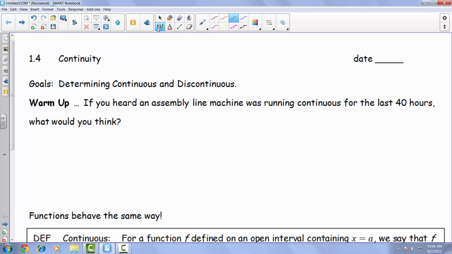Hey guys, looking at the warm-up from our 1.4 set of notes. We're asked if you heard an assembly line machine was running continuous, keyword there, continuous, for the last 40 hours, what could you pretty much say about that assembly line? Well, over the last 40 hours, if this thing's running continuous, that means we didn't stop at all.